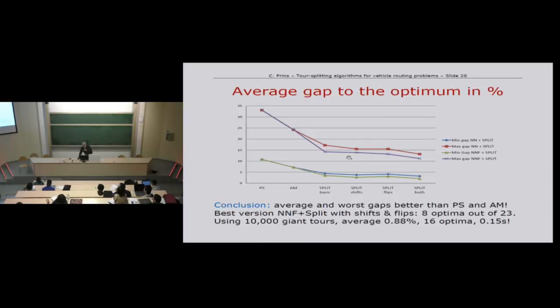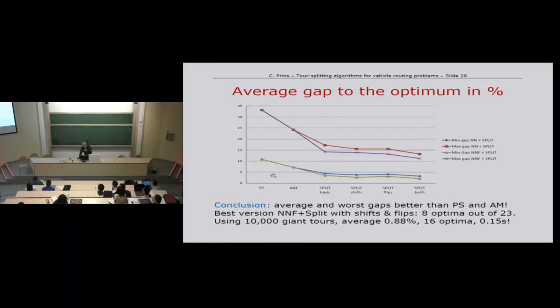So the curves here, we put the minimum gap and the maximum gap. The two curves here is nearest neighbor plus split. In fact, it is the best version. It is split with shifts and flips. And the two lower curves, it is the randomized heuristic nearest neighbor flower followed by a split. So you see that the results are much better.